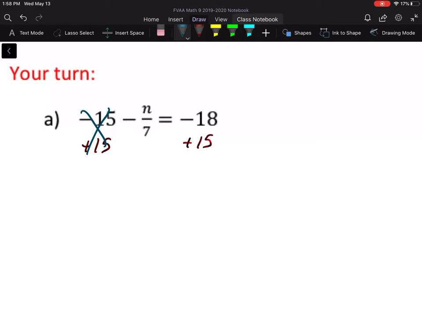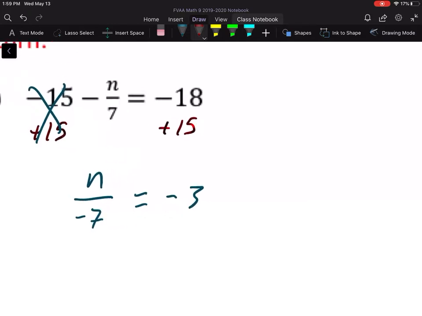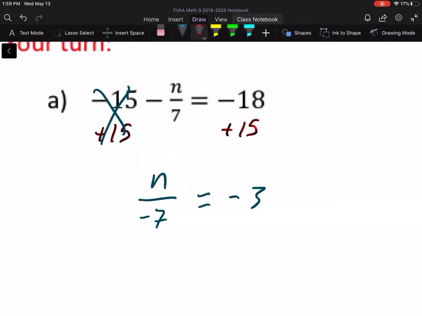And so that's going to leave me with n, and I'm going to put the negative with the 7 on the bottom, because I want a positive variable. That negative, you can move up or down. It doesn't matter. So here I'm going to put it down because I want a positive variable isolated in the end. And negative 18 plus 15 is equal to negative 3. So that's the first step. The second step is, because it's n divided by negative 7, I'm going to multiply by negative 7 on both sides.